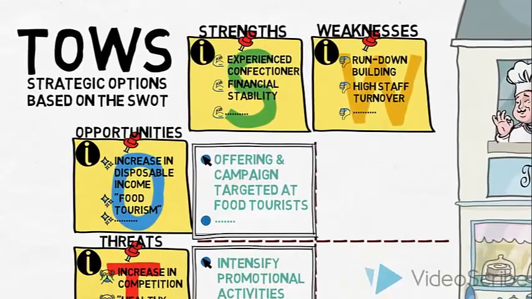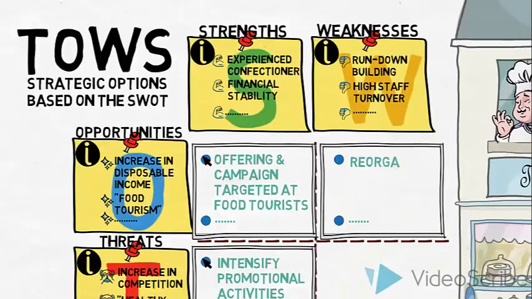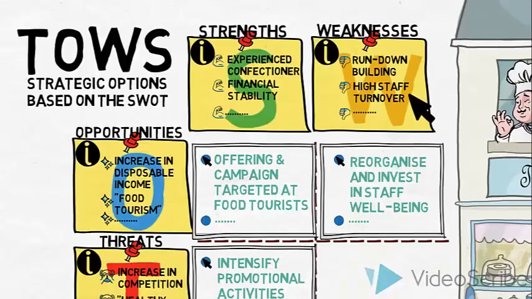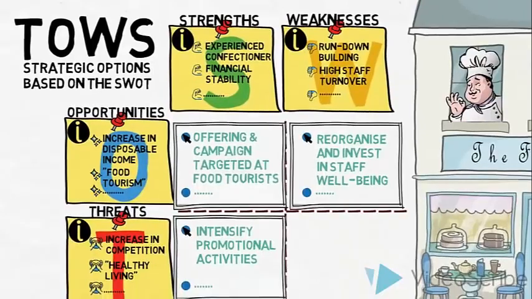Let us move on to see what strategic options our weaknesses and opportunities could create. We could reorganize and invest in staff well-being in order to create a more consistent and positive cafe experience for our customers. If we are to take advantage of the general increase in disposable income and trends in our favor, then we will need to minimize our weakness of the poor staff retention rates.